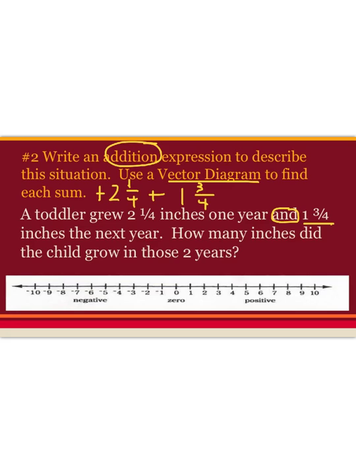So on my vector diagram, I'm going to start at 0. And this time I have a positive 2 1/4. So that means I'm going to move my vector to the right 2 1/4 spaces. So I'm going to try to do this precisely. 1, 2, and about a 4th. So I'm going to stop about right there. And my second vector is going to start where that one ended. I forgot my little arrowhead. And I'm going to go 1 3/4.